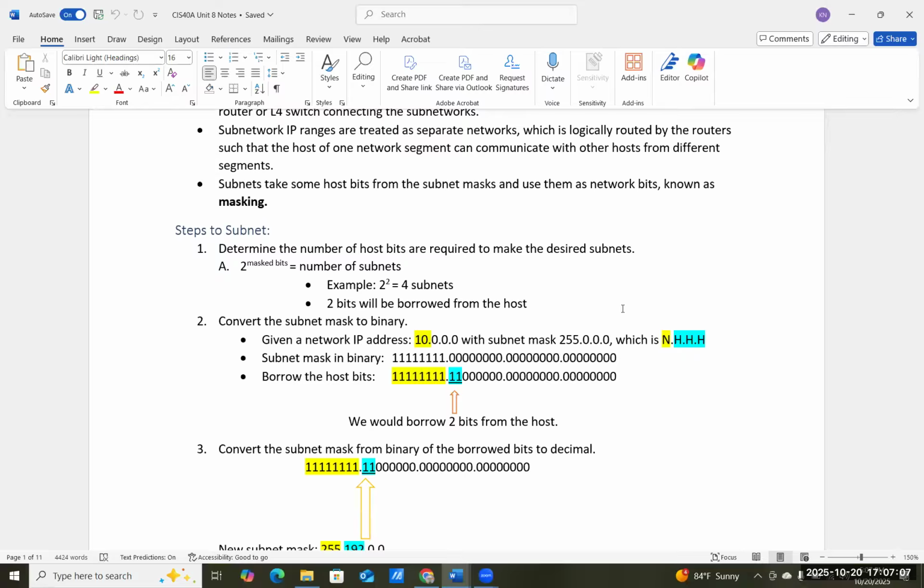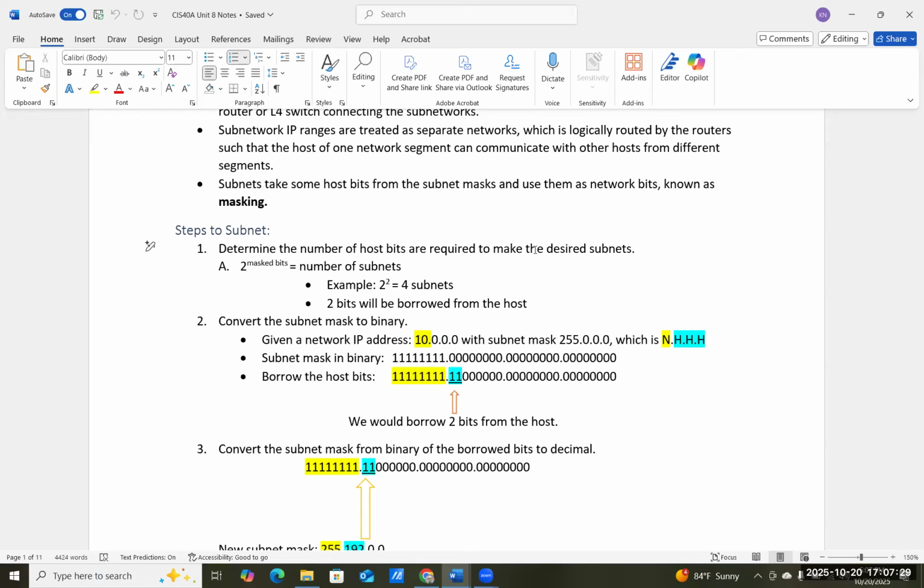So let's say right now we only have one network and we want to be able to expand it so that way we would have 8 subnetworks, right? Maybe we are growing as a company. So here it talks about the steps for subnet. So first, you need to determine the number of host bits required for the desired subnet.